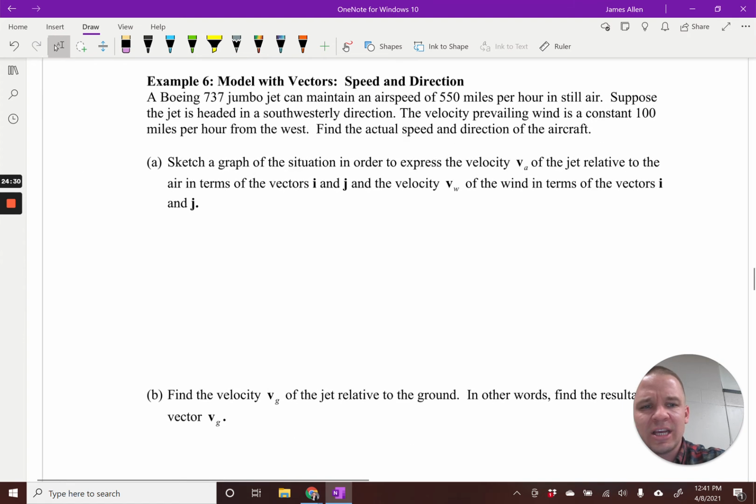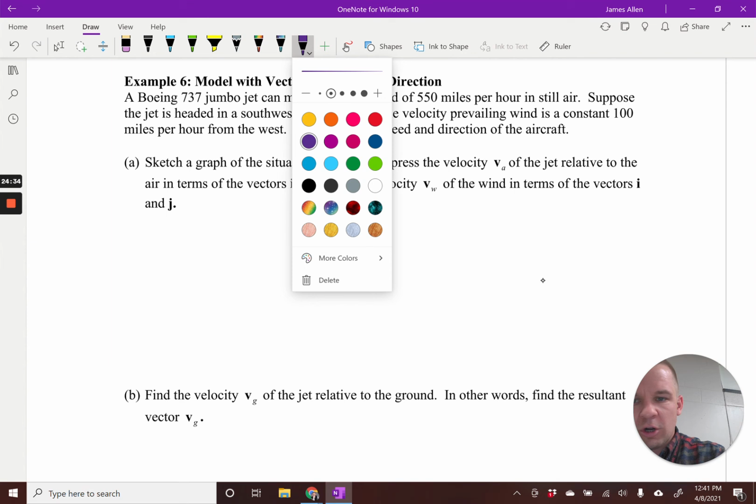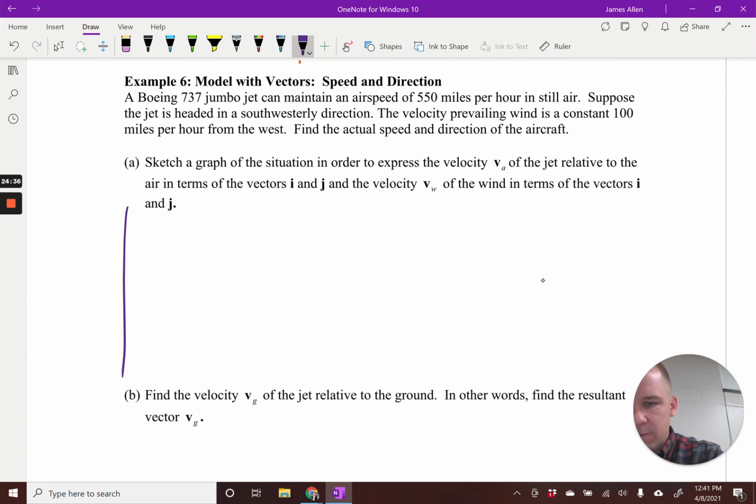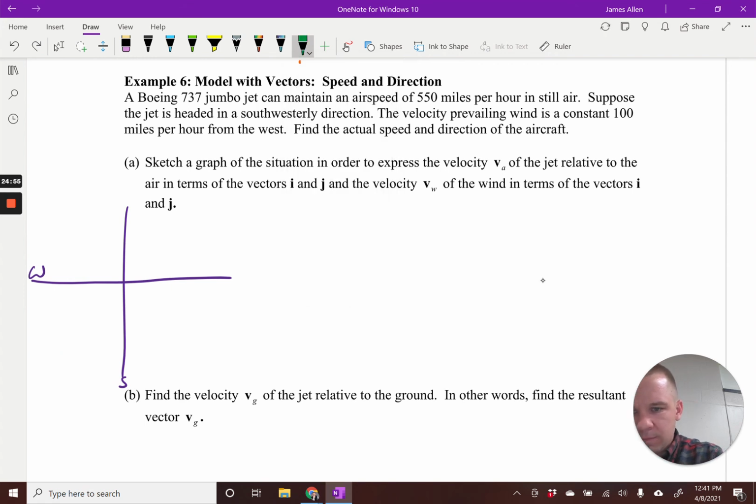Okay, let's sketch this thing to get a general picture of what's going on. I'll go purple this time. So if I've got myself this, my jet is going in the southwest direction, right? So this is west, this is south. So this is the jet, right? Now there's that other, and I'm actually going to go with a different color here when we're graphing it. So that's the jet, the velocity of the aircraft. We'll put an A there.